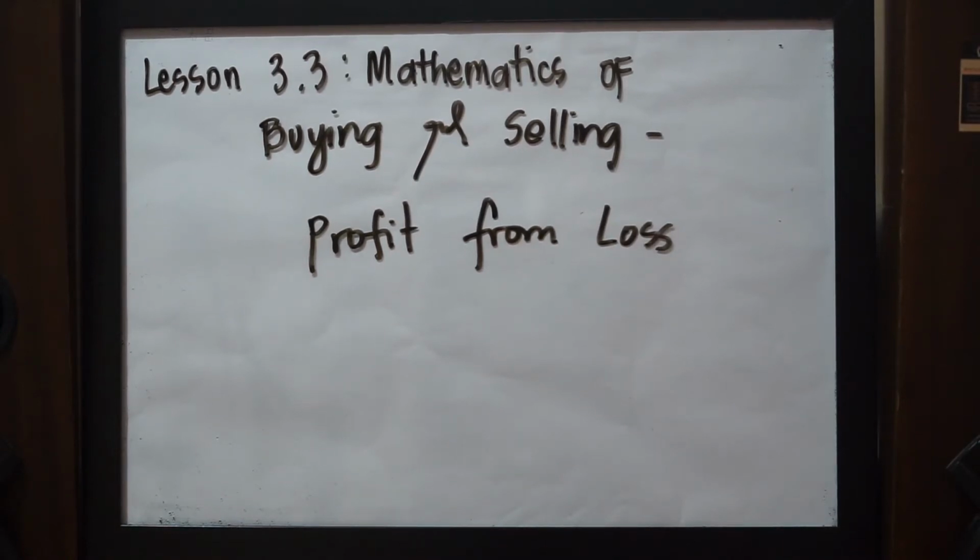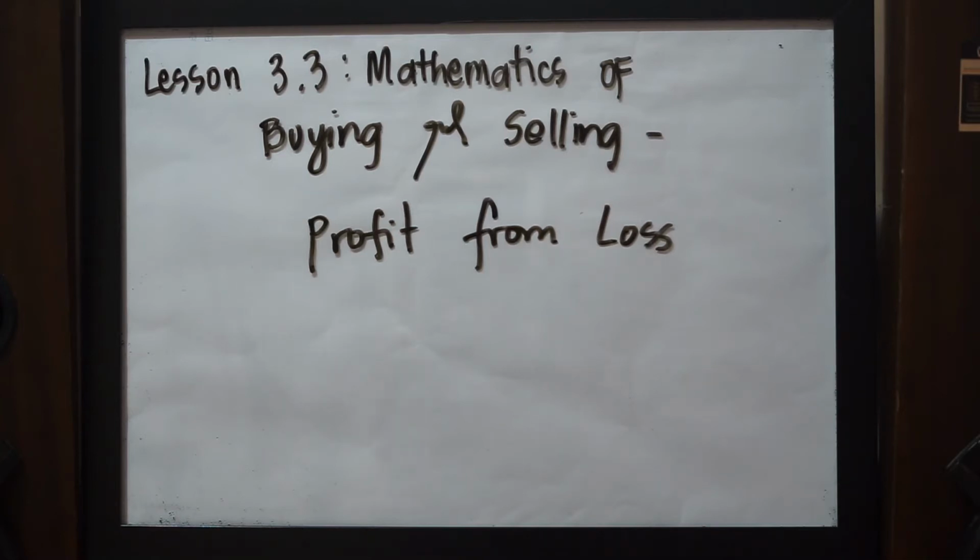Next lesson, lesson 3.3, is still about mathematics of buying and selling, but we will talk about profit from loss. So when we say profit, we are gaining a certain amount from what we are selling, and loss naman is from the term itself, na may nawawala sa perang pinanggastos natin. Kumbaga, walang bumabalik na pera doon sa nagastos natin doon sa product na binibenta natin.